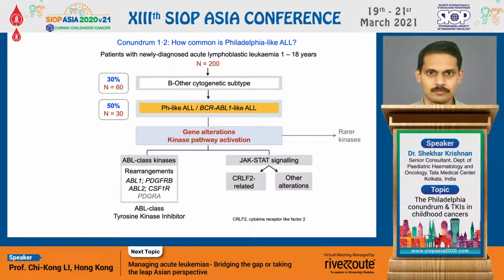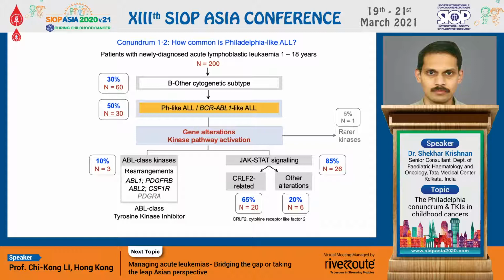About a third of patients have the B-other cytogenetic subtype. Half of them have Ph-like ALL. But if you look at the ABL class kinases, which are the ones of real clinical interest, they're probably about 10%. So overall in 200 patients, we're probably going to see about 3. The CRLF2 group, even though much talked about, at the moment we do not have any therapeutic strategy for. The rarer kinases are very few. And if we break down the JAK-STAT signaling part again, we're left with these numbers. So these are the numbers we're dealing with.